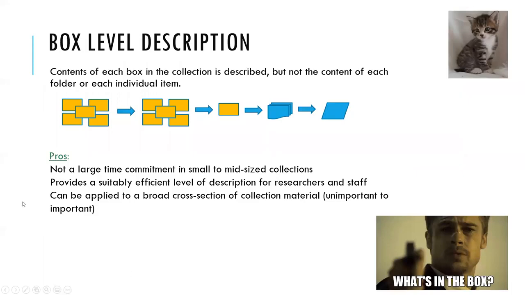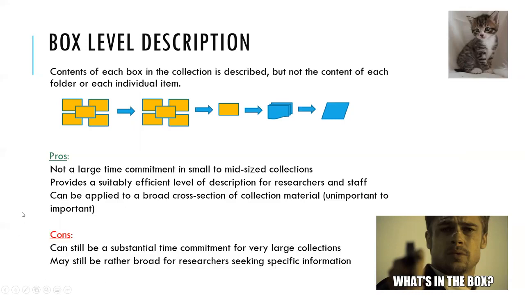So some pros: not necessarily a large time commitment in small to mid-sized collections. It does provide a suitably efficient level of description for researchers and staff, and it can be applied to a broad cross-section of collection material. So if something is unimportant, you still might do box level description. If something is important, you can still do box level description and say, that's pretty good.